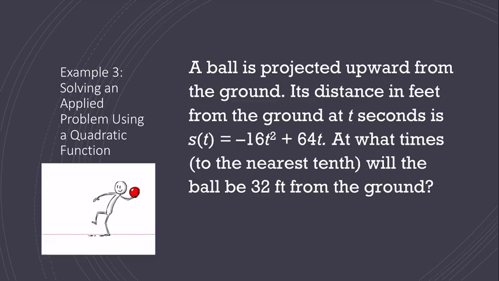Example 3: I have a ball that is projected upward from the ground. If you think about throwing a ball, it forms an arc, much like a parabola. Its distance in feet from the ground is s of t equals negative 16t squared plus 64t. We could think of it as d of t, like the distance. At what times will the ball be 32 feet from the ground? As long as it's not right at our maximum, we're going to get 2 possible t values for our time. So I know I want my distance to be 32.